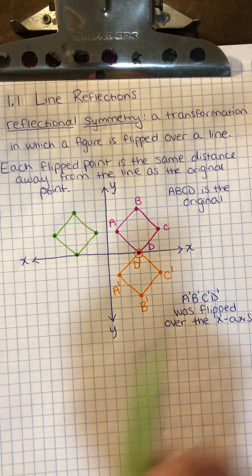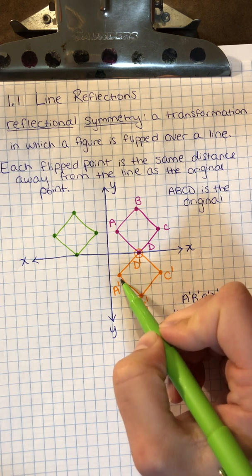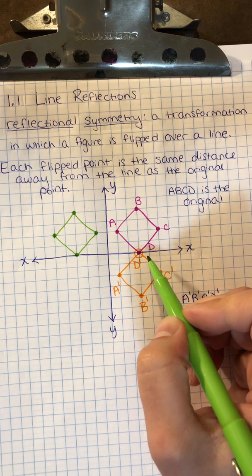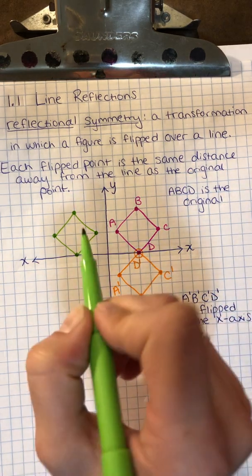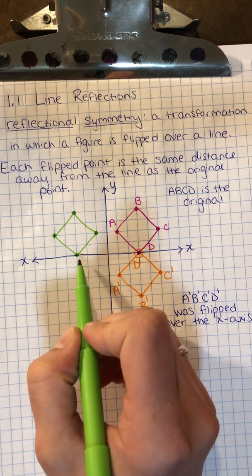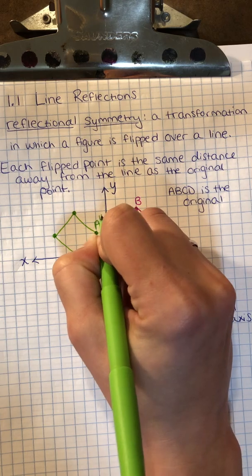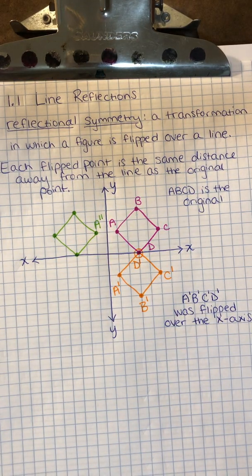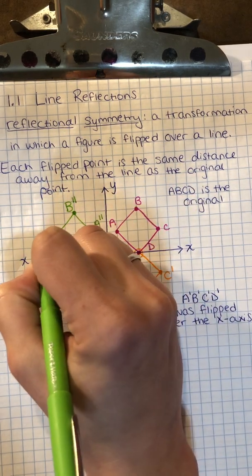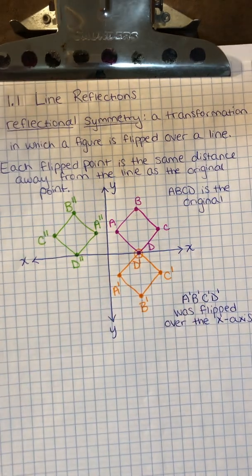Okay. So A, B, C, D was our original shape. A prime, B prime, C prime, D prime was the first copy of our shape. Because this is the second copy, we're going to call each of these points double prime. So this would be A double prime. It's just 2 tick marks instead of 1. B double prime, C double prime, and finally D double prime.